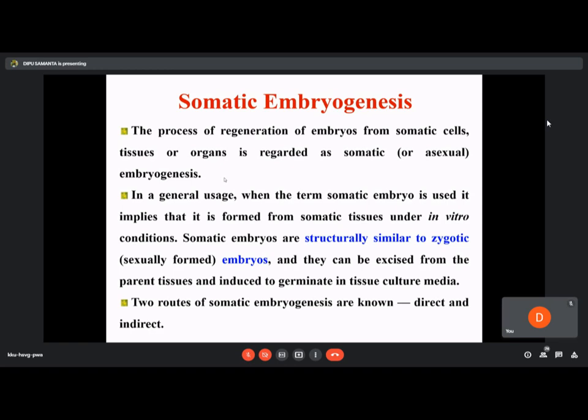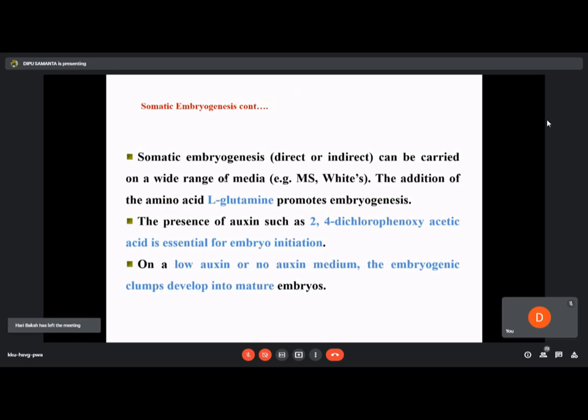Here, in case of somatic embryogenesis, there are two routes, either direct somatic embryogenesis or indirect somatic embryogenesis. Now, somatic embryogenesis, whether direct or indirect, can be carried out on a wide range of media. For somatic embryogenesis, we can use MS media, we can use White's media, etc. The addition of L-glutamine promotes embryogenesis. The presence of auxin at the beginning, like 2,4-D, is essential for embryo initiation. It is found in so many plants, so it is evident from so many plants. On a low concentration or no auxin concentration, or by withdrawing the auxin, the embryogenic clumps develop into mature embryos.